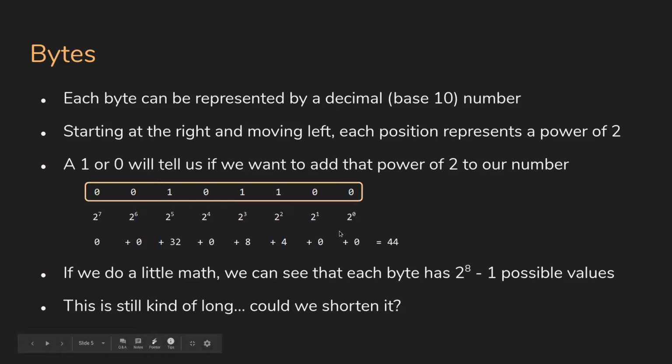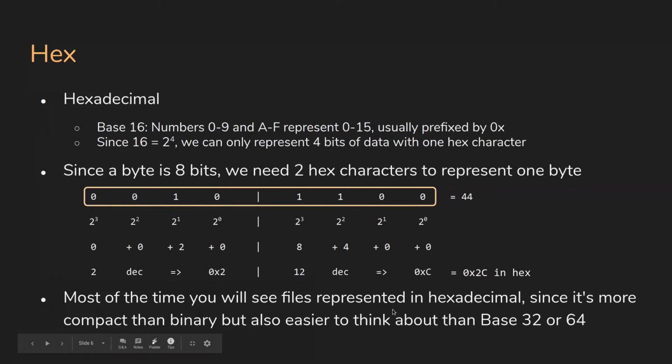And this doesn't really help us too much. It's still a long string of data to process, even if we were to represent it as a binary number or decimal numbers. So how can we shorten that? That's where hex comes in. Hex is base 16, so it's the numbers 0 through 9 and the letters A through F, and they represent the values 0 through 15. You can usually tell if something is written in hex because it'll be prefixed by 0x. Since 16 is 2 to the 4, 1 hex character can only represent 4 bits of data, so to represent a byte, we need 2 hex characters.